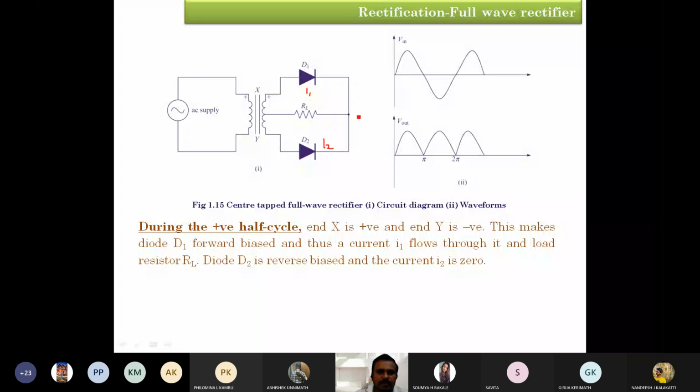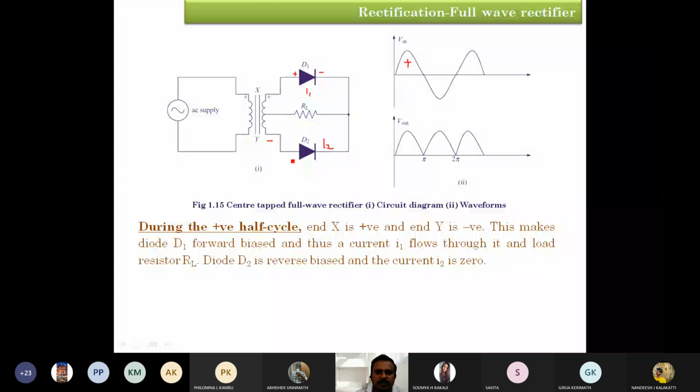So what is going to happen with the positive half cycle of the input? The X terminal of the secondary winding of the transformer has positive polarity, Y shows negative polarity, and the center of the secondary winding is the common terminal. The diode D1 anode is connected to the positive polarity of the power supply, and the negative is connected to the common terminal. So what about D2?